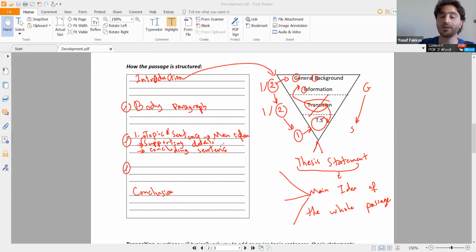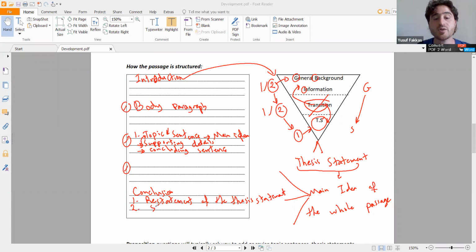All right, now what about the conclusion? The conclusion usually also has 3 parts, okay? The first part that we have in the conclusion is restatement of the thesis statement, which means you're going to repeat the thesis statement here, but in a different way. You're going to use different words. You're going to use different structure, but you're going to repeat the same idea that's mentioned in the thesis statement. Okay, you just restate it. You say it in a different way.